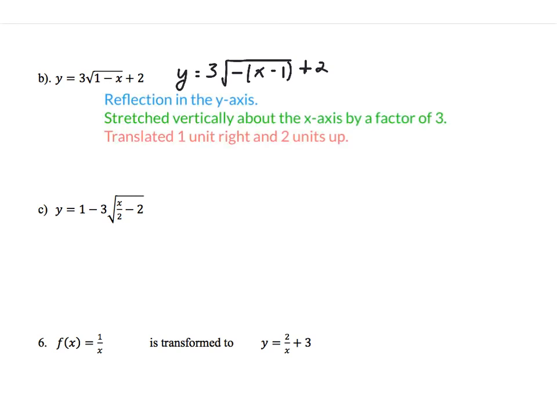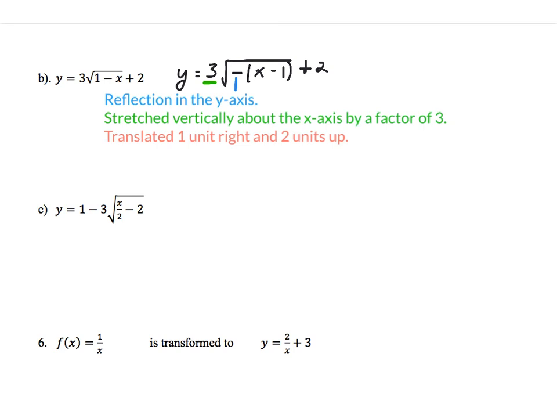So here we have a reflection in the y-axis because of this negative sign right here. We have a stretch vertically about the x-axis because of that 3 that's out in front. And notice I used a little bit different wording here. For this course, we'll always be stretching about the x-axis and the y-axis, at least in this chapter. And so as long as we do the stretches first, before we do the translations, we'll always be doing it about the x and y-axis.